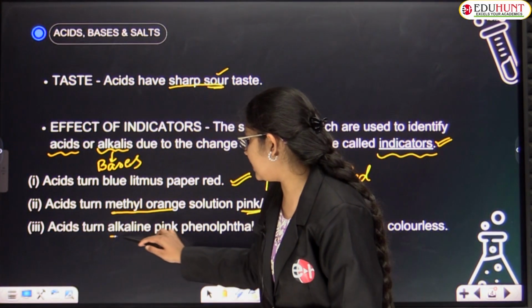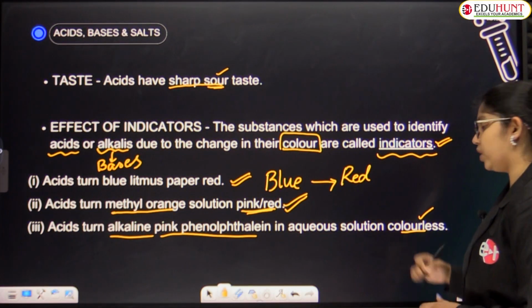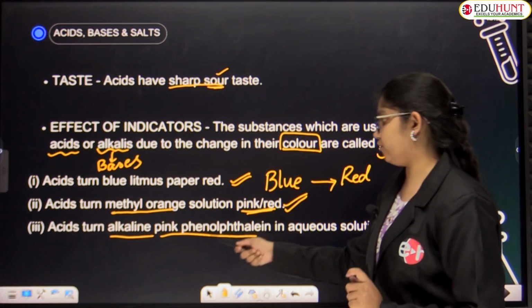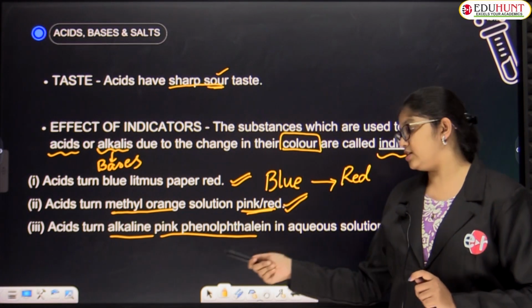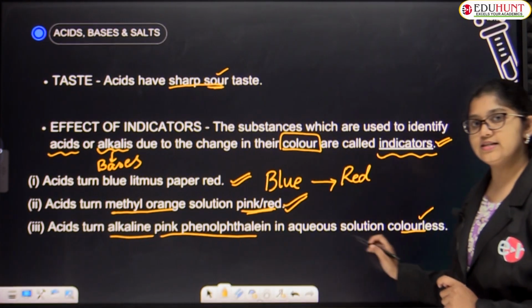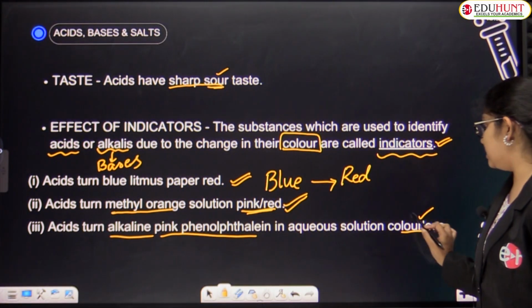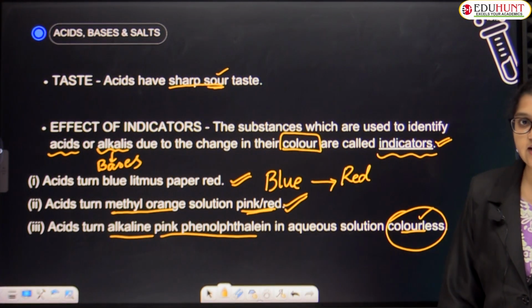Acids turn alkaline pink phenolphthalein in aqueous solution colorless. So what happens? If I take pink phenolphthalein, it is pink in color in those conditions. If I add that drops into that particular acid, it turns colorless. So the pink will be disappearing. So that is also an indicator regarding the acids.